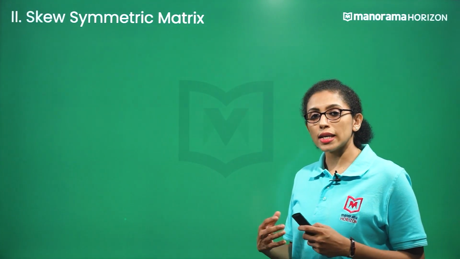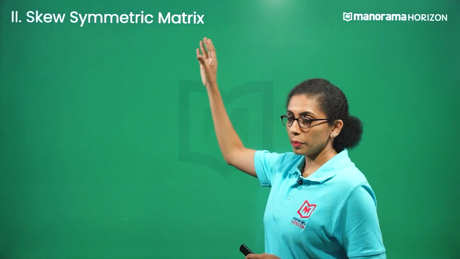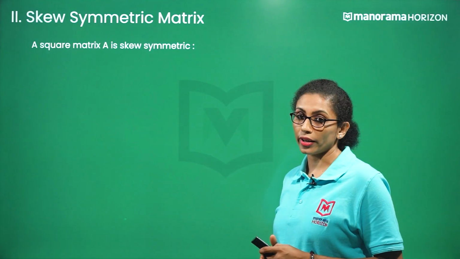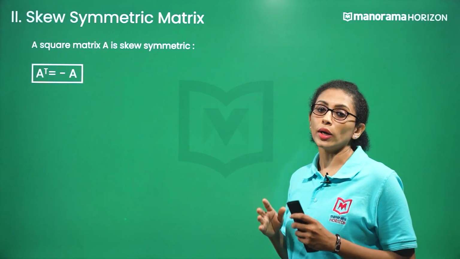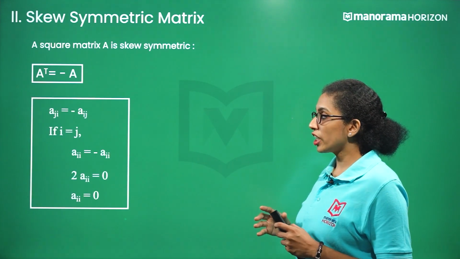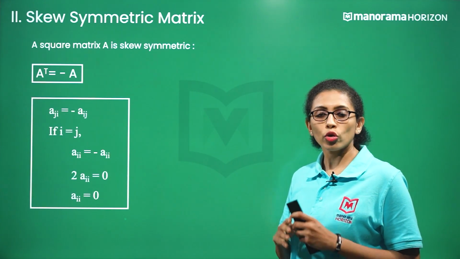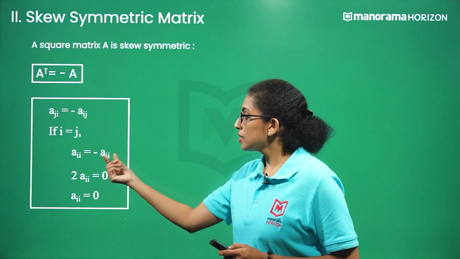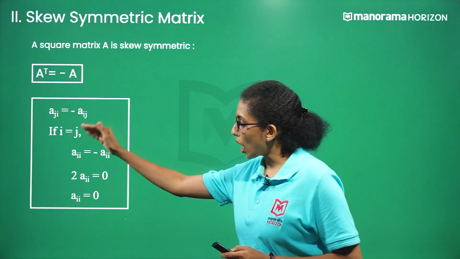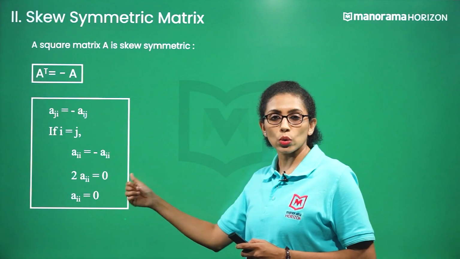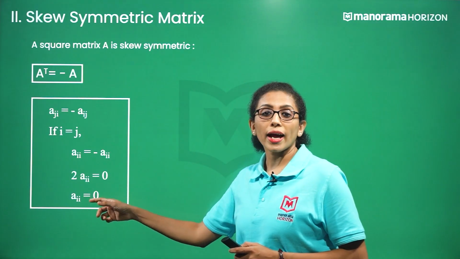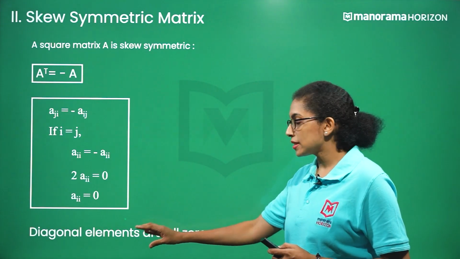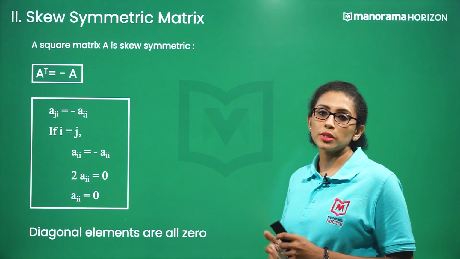Next, we will discuss the second type of matrix, that is skew-symmetric matrix. A square matrix A = [aij] is skew-symmetric if A transpose is equal to minus A. That is, aji is equal to minus aij for all values of i and j. Now, if i is equal to j, we can write aii is equal to minus aii. Now, bring it to the other side, we get 2aii is equal to 0. And we get finally aii is equal to 0 for all values of i. That means the diagonal elements are all 0 in the case of a skew-symmetric matrix.